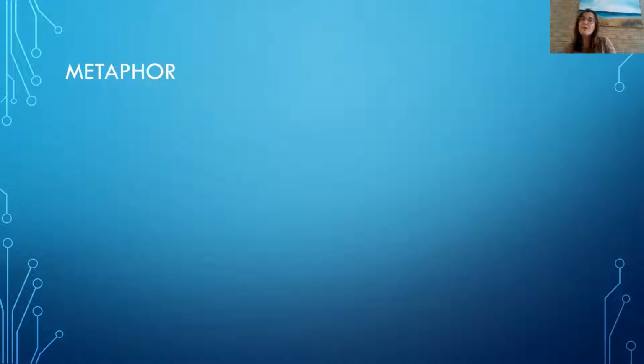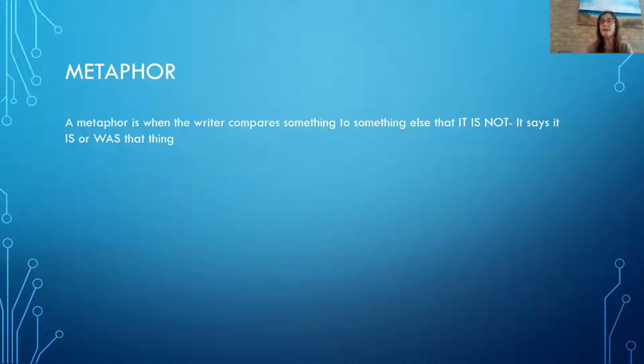Okay, so we've looked at similes. Let's now have a look at metaphor. What is a metaphor? A metaphor is when the writer compares something to something else that it is not, like a simile, but it actually says it is that thing, or it was that thing. So it doesn't use the word like or as, like simile does. It just says something is something else, or something was something else.